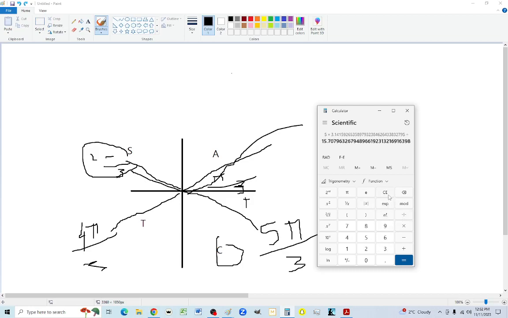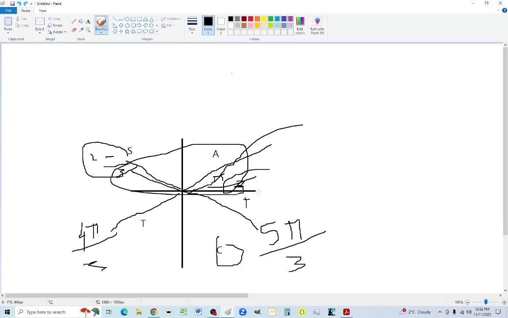5 times pi over 3, press sine. I get the same numerical value, but this time it's negative. If I do 4 times pi over 3 and press sine, I get the same numerical value, but it's negative. So there's actually 4 angles that'll have pi over 3. 2 of them are positive, 2 of them are negative.